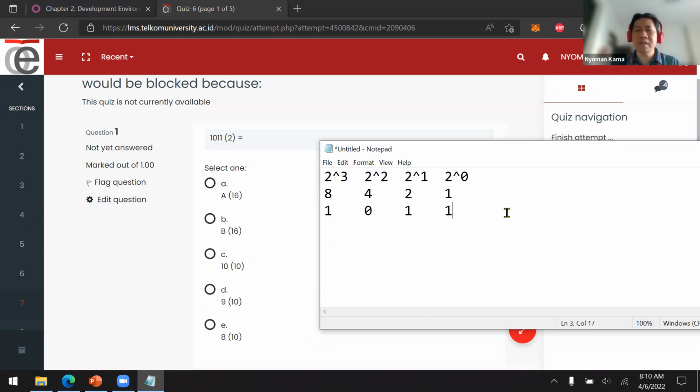So in this case, we have the value of 8 plus 2 plus 1, so in decimal it is 11. There is no 11 in the decimal options, only 10, 9, and 8. So it could be hexadecimal, and 11 in hexadecimal is actually B. Okay, so the answer is B.